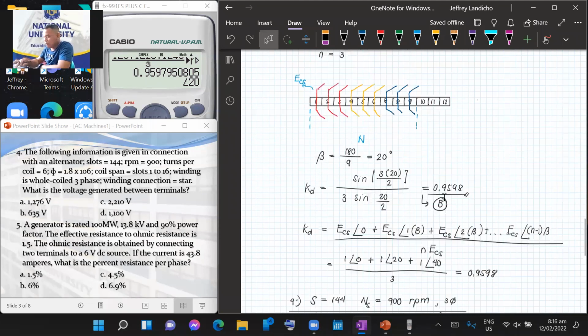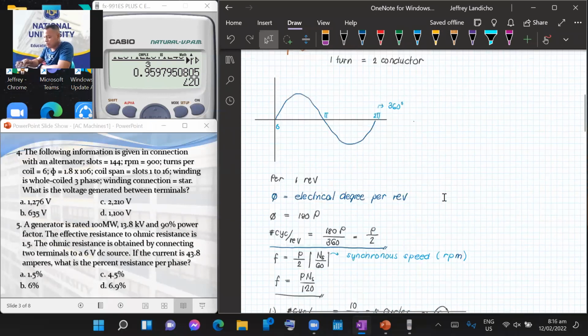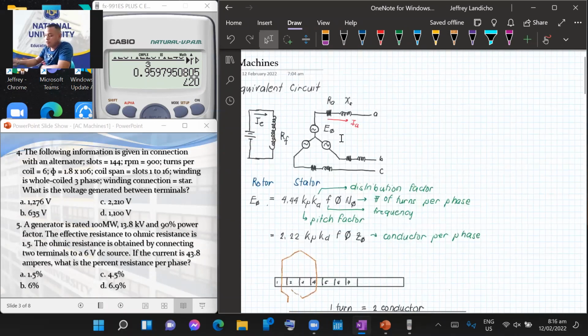So pag sinabi natin between terminals, saan yung ating Y-connected alternator? So let us consider, ito yung ating alternator dyan. So between terminals, sino ba yung magiging terminal ng ating Y-connected alternator? That is A, B, and C. So kapag kumuha tayo ng voltmeter at nag-tap tayo between terminal, let's say, between A and B, so lumalabas, that is the line-to-line voltage. So that is always line-to-line. Kaya pag sinabing between terminals, it is referring to line-to-line voltage. Nakuha ba, kapatid?